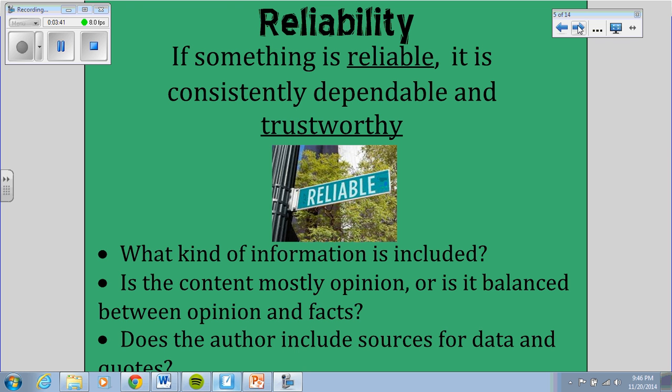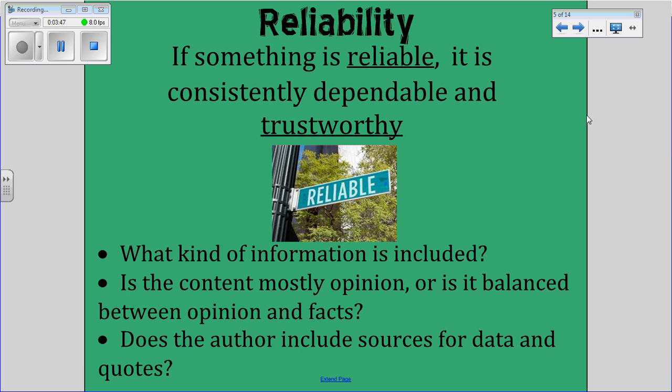So you can ask yourself, what kind of information is included here? Is the content mostly opinion, or is it balanced between opinion and facts? Does the author include sources for the data and quotes? On a basic level, does it seem like the information is logical, or is it a little off the wall? If there's too much opinion and not enough solid evidence, you know it's not a reliable source because the author isn't basing those opinions on enough facts. Reliable authors will also include a list of where they got their information so readers can be assured that it's not all just made up out of thin air.